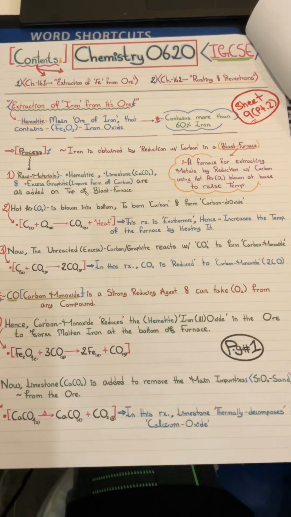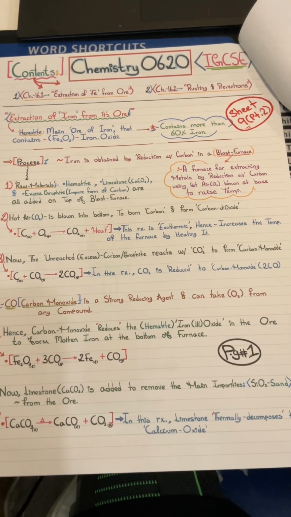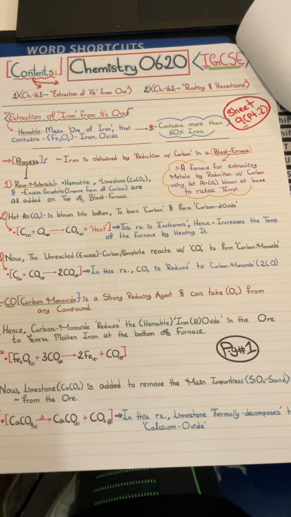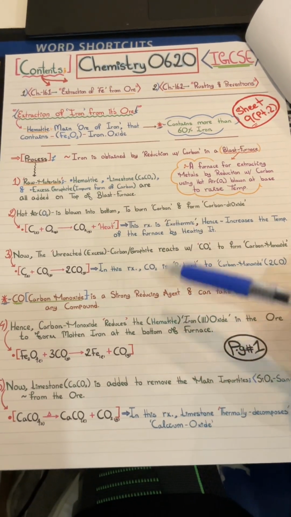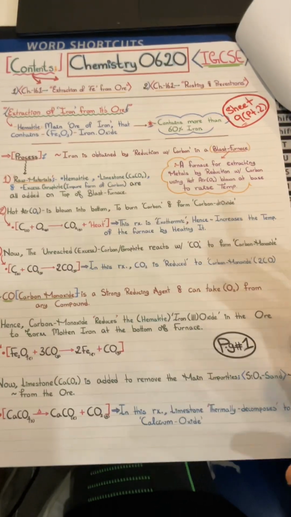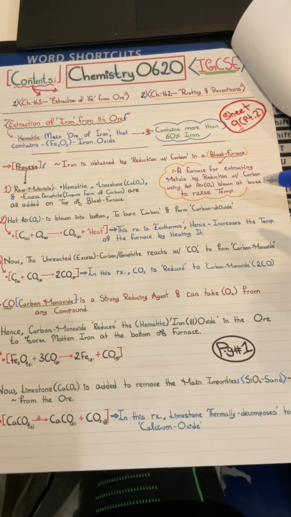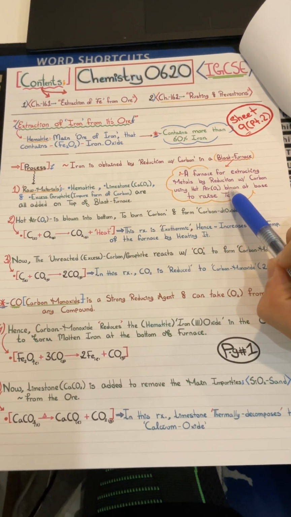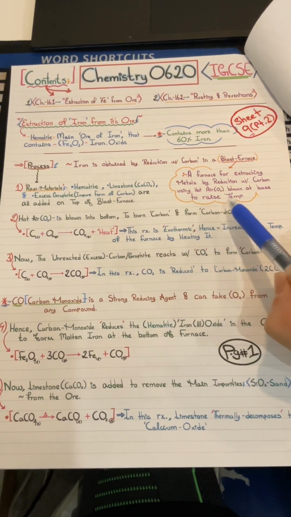Now, what is the process? Is it by electrolysis? Nope. We do not extract iron from its ore using electrolysis. We do it using a blast furnace by reduction with carbon. So this might sound something new. I know the page looks quite complicated, but do not worry about that. I will explain it. So a blast furnace is a furnace for extracting metals by reduction with carbon using hot air blown at the base to raise the temperature.